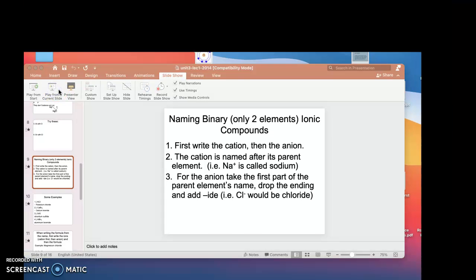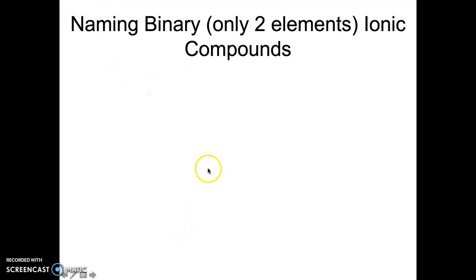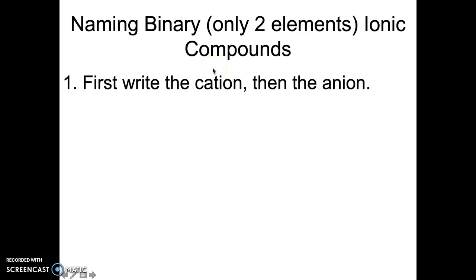Okay, so this is part 2 of the video on ionic compounds, and this is going to be about naming binary, which means only 2 elements, ionic compounds. So the first step that we do is we write the cation and then the anion.